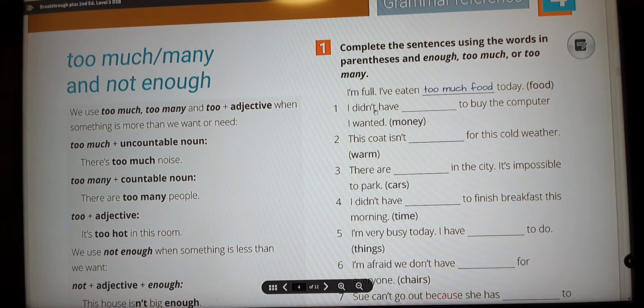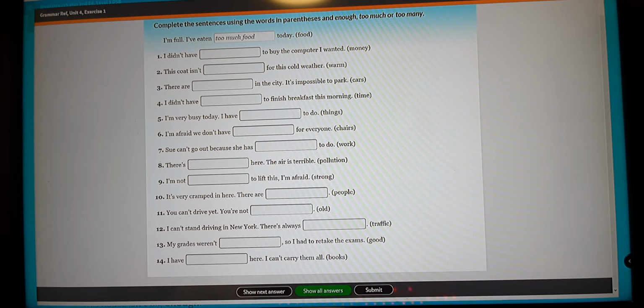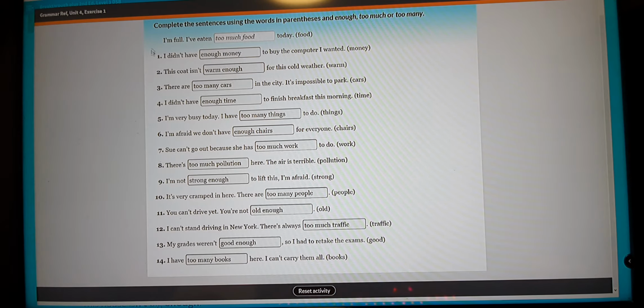Okay, number 1. I didn't have money, the word in parentheses, to buy the computer I wanted. So, less money. I didn't have enough money. I'm going to open up the worksheet so we can see the answers in place. And I'll just fill in all the answers. I didn't have enough money to buy the computer I wanted. Money is not countable. So, not enough.